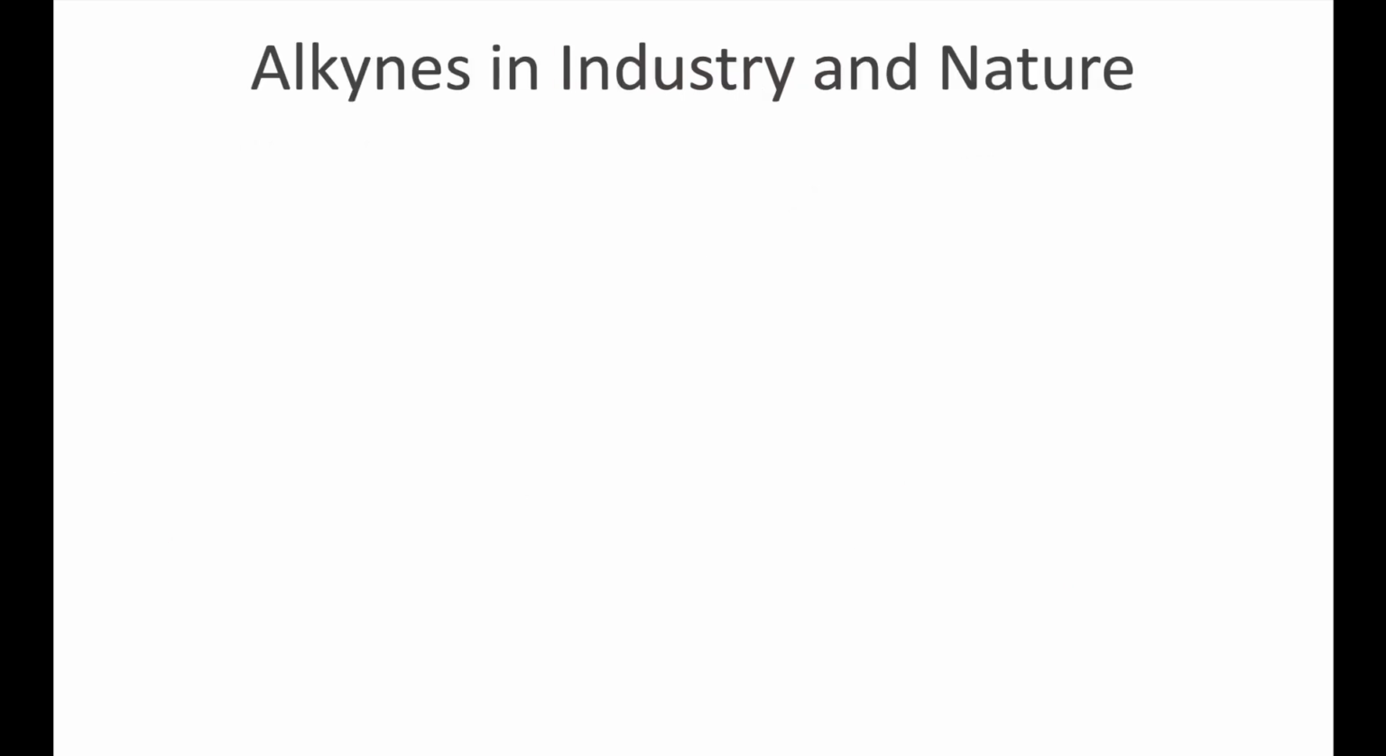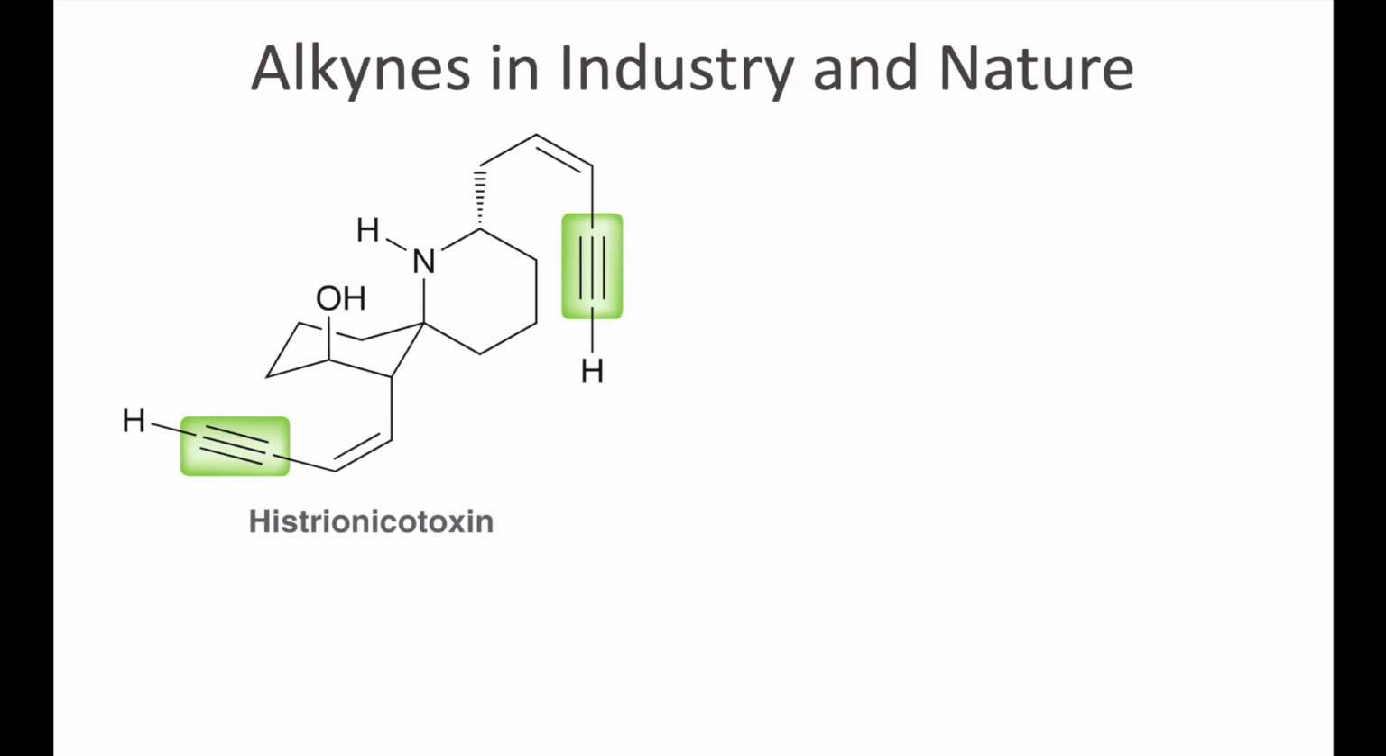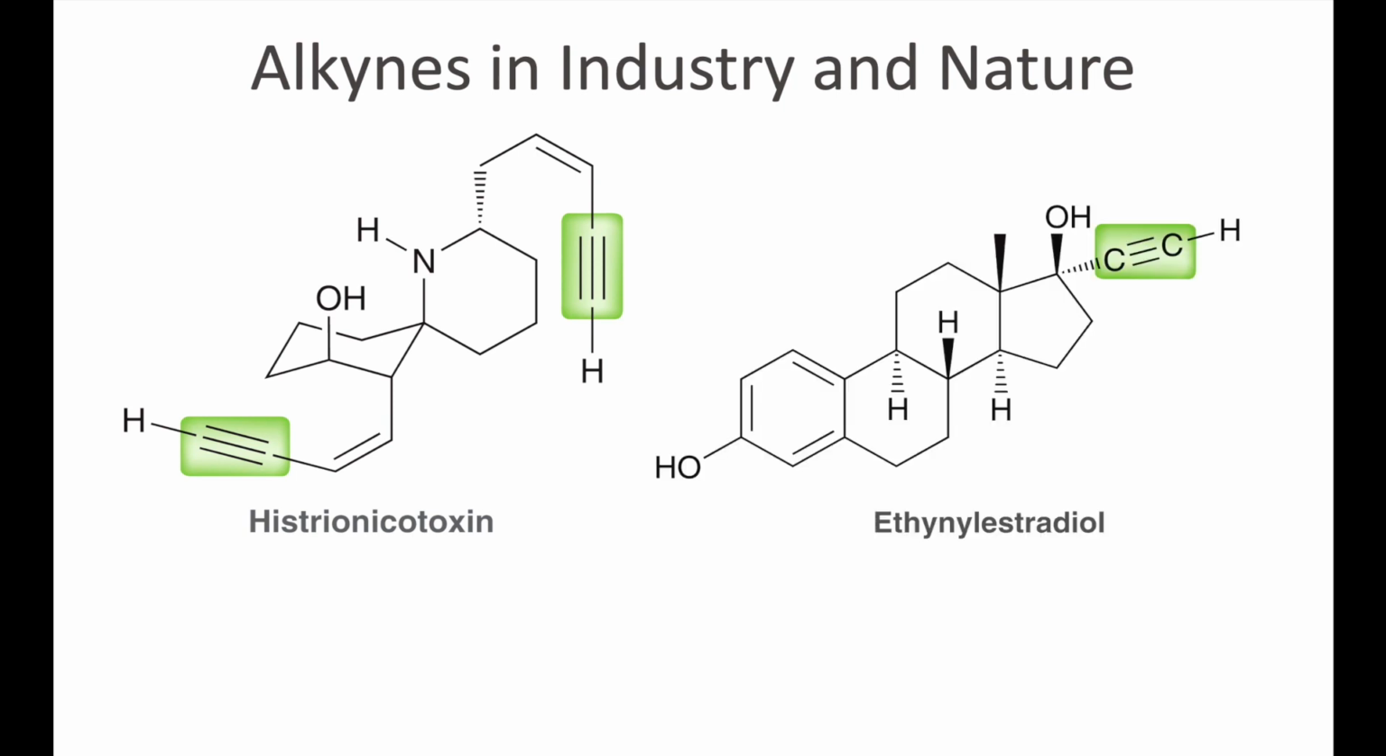Now back to the introduction of alkynes, where you can see them in industry and nature. And as previously stated, alkynes are not as prevalent in nature as alkenes are. And in fact, alkynes have been isolated in more than 1,000 compounds in nature. One such example, this compound here, histrionicotoxin, is a compound found in poisonous frogs from South America. Now, jumping into man-made molecules, the alkyne functional group is found in this oral contraceptive, ethinyl estradiol.